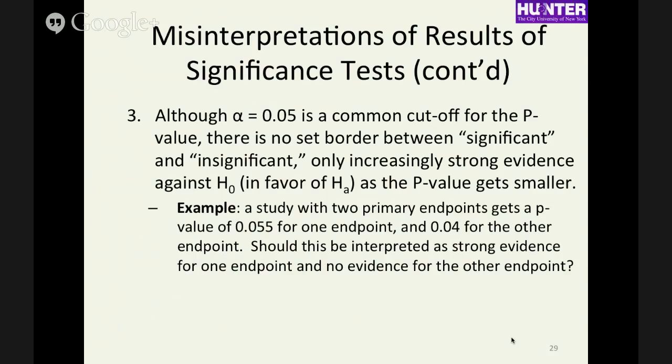But when you're thinking about it yourself, 0.06 is still some evidence against the null hypothesis. If you were going to bet even money, you'd probably want to bet against the null hypothesis. It's just you didn't have that 5% probability against type 1 error.